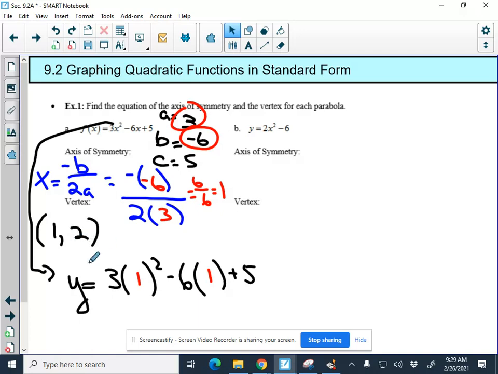That's where the vertex is. 1, 2. All right, well, let's go over to this one. We're going to find it. So first of all, A, B, and C.